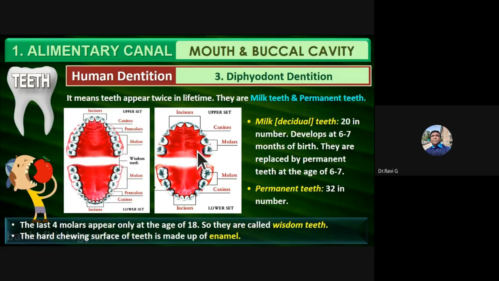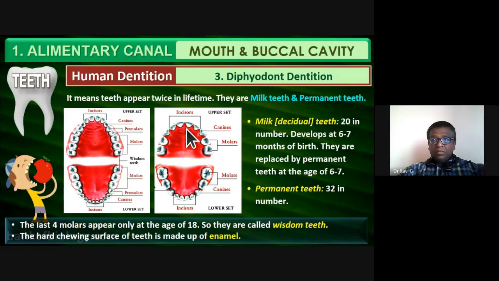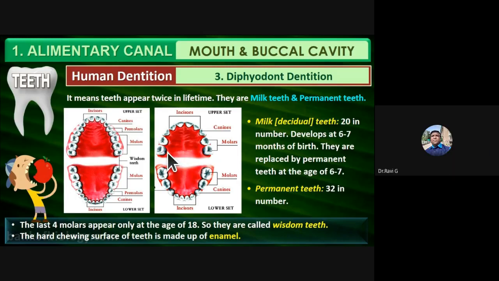Okay, so the milk or decidual teeth are 20 in number. I asked you to remember a formula, ICPM: incisors, canines, premolars, and molars. And remember the number 2102 for the milk set. So incisors are 2, canine 1, premolars 0, and molars 2. Premolars are not there at all. So that is what you have to remember.